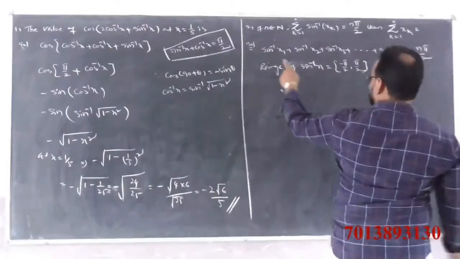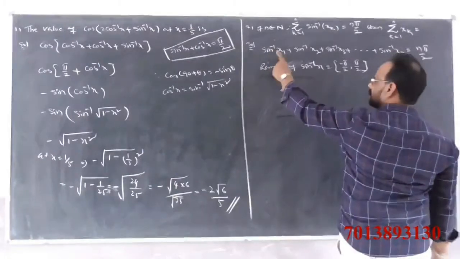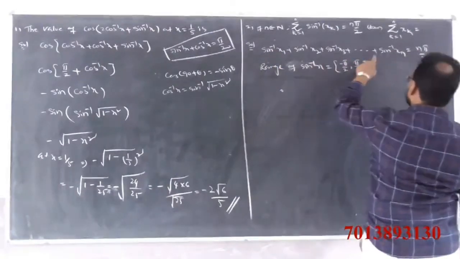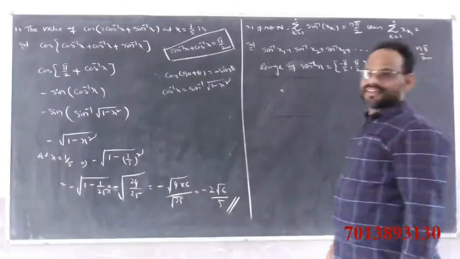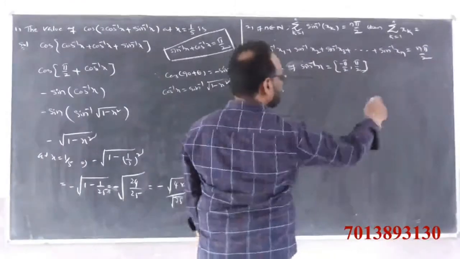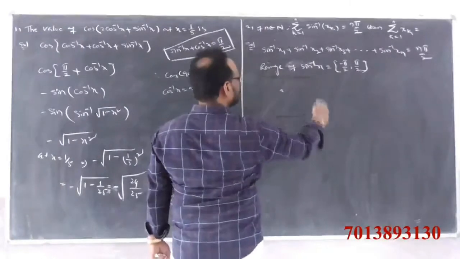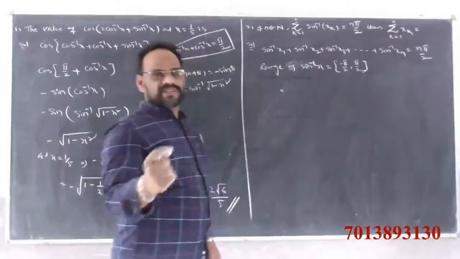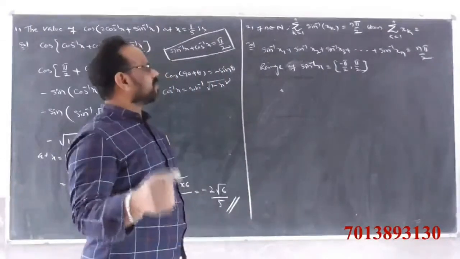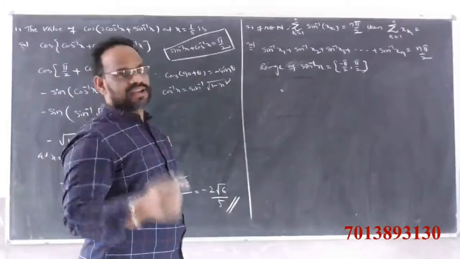So if you take the maximum value pi by 2 for each sin inverse x, we get pi by 2, pi by 2, pi by 2 up to n times. That's why we get n pi by 2.